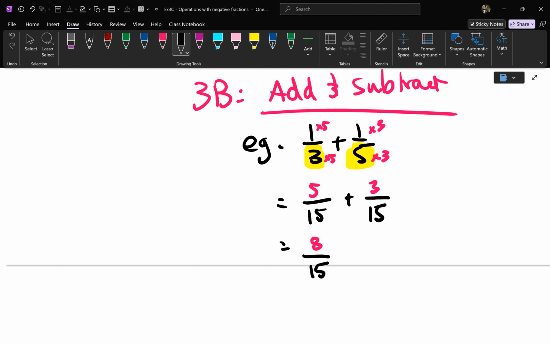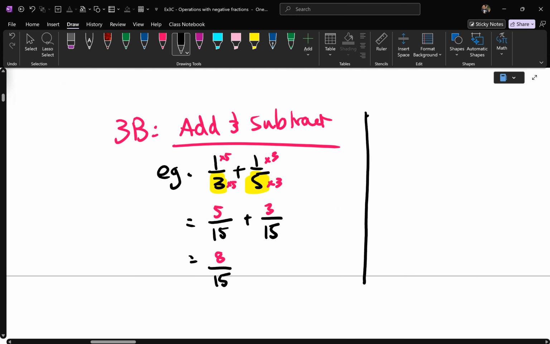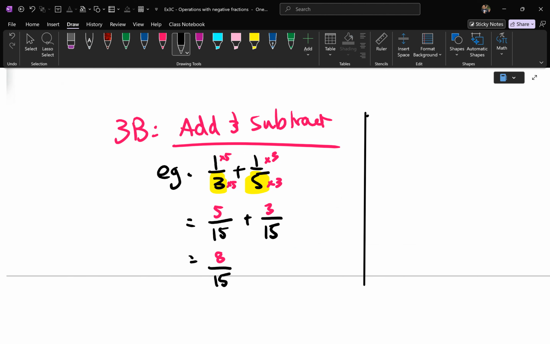All right, so that was add and subtract. But then in exercise 3B, there was also another skill that I split up into 2 sessions. So last week you had 2 sessions to work on 3B.